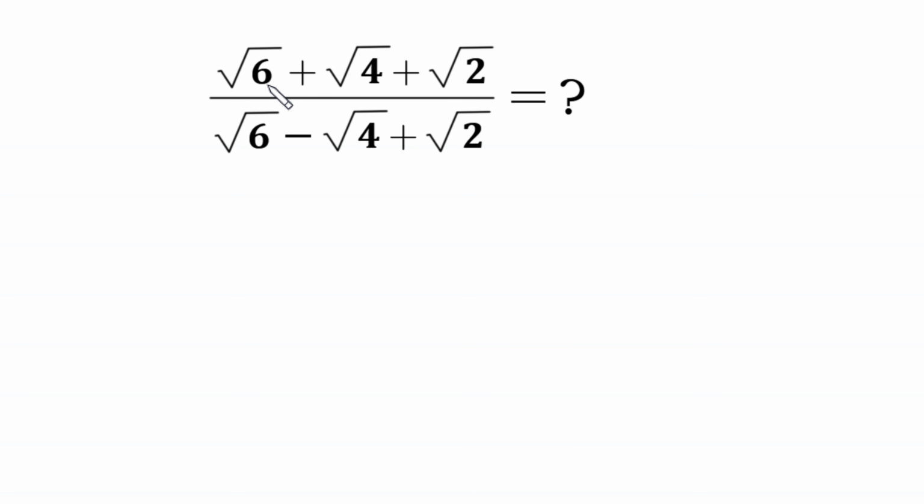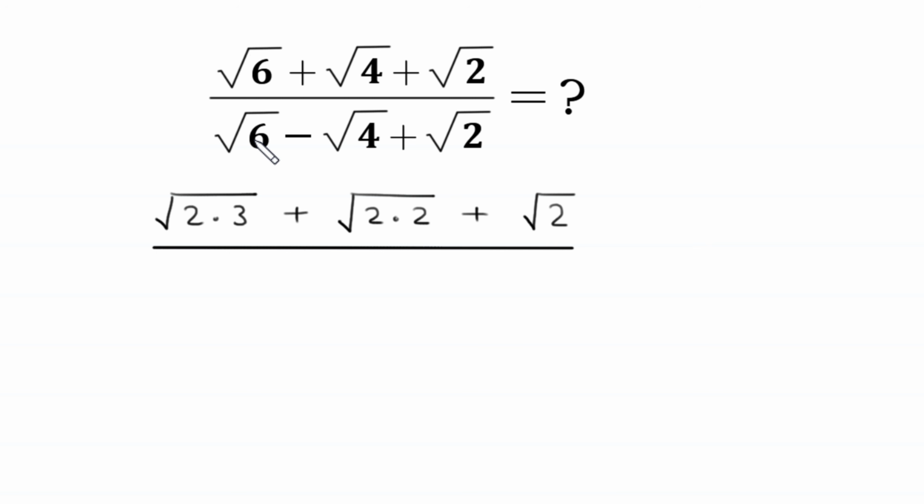This square root of 6 can be written as square root of 2 times 3, plus this square root of 4 can be written as square root of 2 times 2, plus this square root of 2, divided by this square root of 6 can be written as square root of 2 times 3, minus this square root of 4 can be written as square root of 2 times 2, plus this square root of 2.